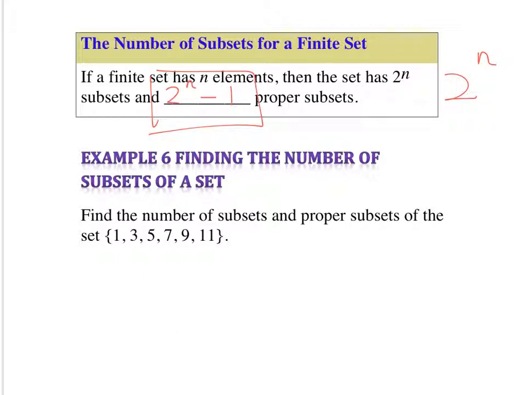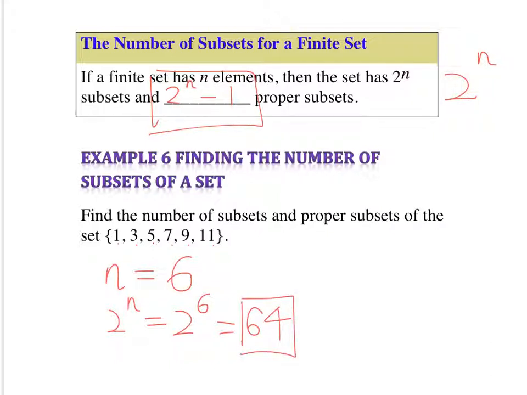First of all, let's find out what my cardinality is. I have 1, 2, 3, 4, 5, 6. Since n equals 6, I can use the formula above. 2 raised to the n would be 2 raised to the 6. 2 raised to the 6th power is 64, and that's my number of subsets. And the number of proper subsets would be 64 minus 1. I have 63 proper subsets.